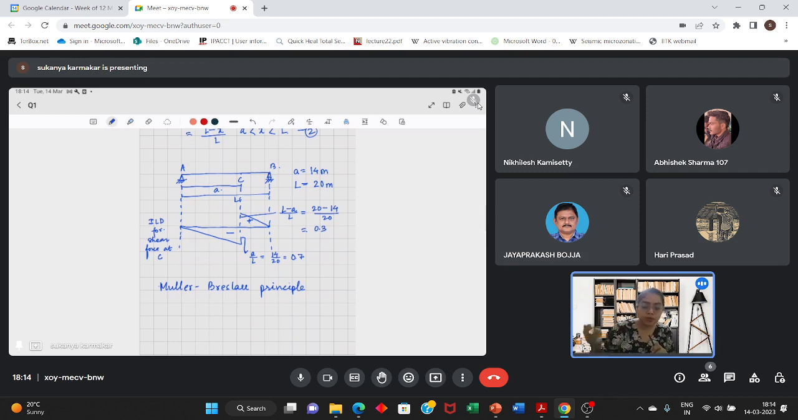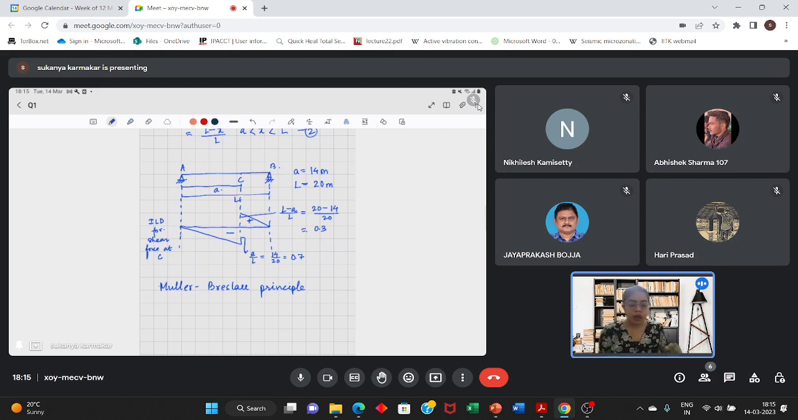Then you will remove the restraint in that direction. Means you will allow the beam to move in the vertical direction, and you will give a unit displacement in that direction. And the deflected shape of this beam will be same as the ILD, the influence line diagram for that reaction. Here we have given a unit displacement for calculating the influence line diagram for the vertical reaction at support A.